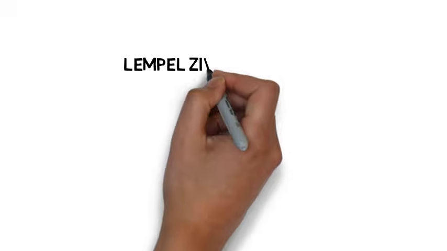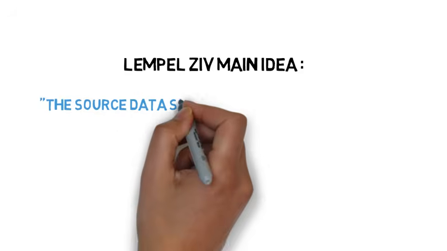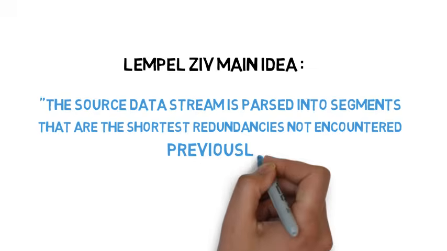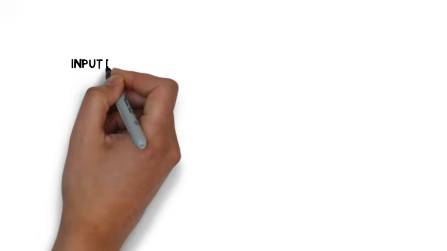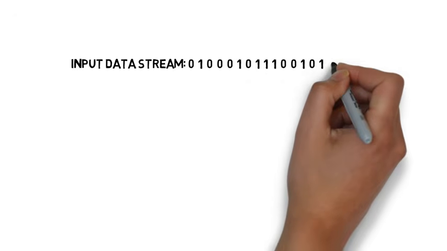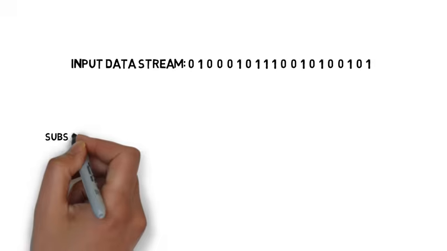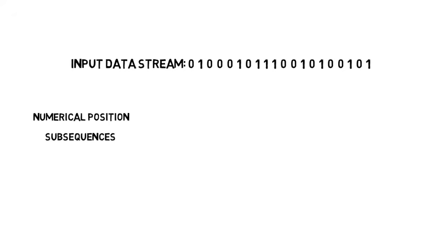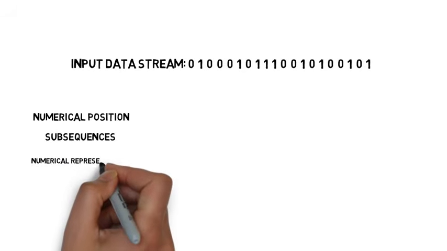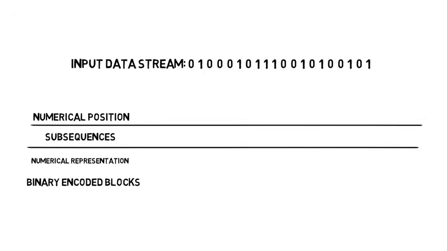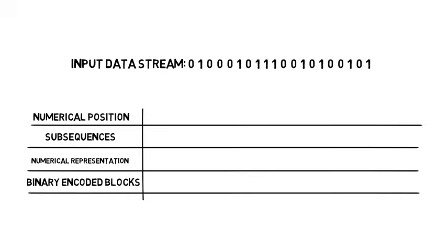First of all, you should keep in mind that the idea behind encoding in the Lempel Ziv algorithm is described as follows. The source data stream is parsed into segments that are the shortest subsequences not encountered previously. Consider the example of an input binary sequence specified as follows. So we're going to have this binary sequence of zeros and ones, and we're going to tokenize this sequence into a set of subsequences. Each subsequence will have a numerical position, which will be an index, and after that, each subsequence will have a numerical representation that we're going to talk about. And finally, we're going to have our binary encoded blocks, which is the main thing we want to get to.